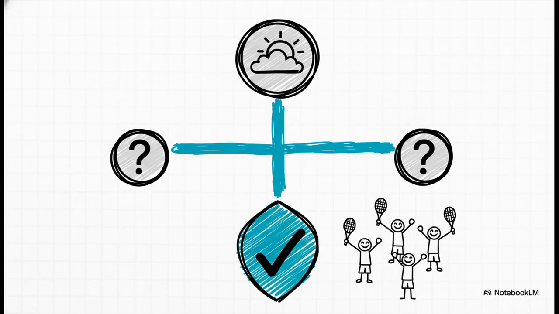But hang on, look closer at that middle branch, the overcast one. Every single time the outlook was overcast, the answer was yes, they played tennis. We're done. We don't need to ask any more questions for that group. It's already a final answer, a leaf node. That is the power of finding the best possible question right at the start.